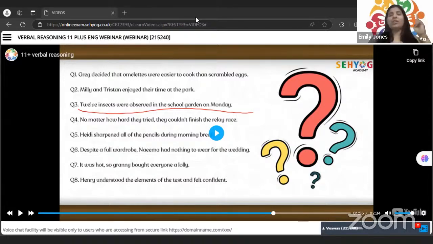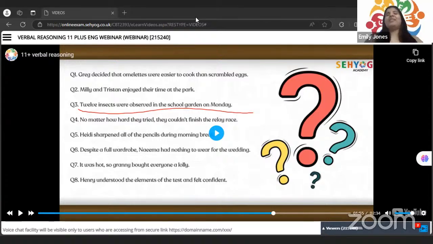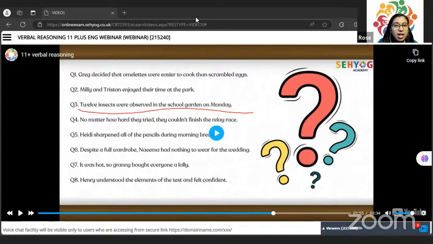Kids have understood. One more, Miss Rose. They say heel and soft. I think it's for the next question. Yes, it's for the next question, Miss Emily. They're faster. They're not listening to us, they are actually focusing on the question. So: Henry understood the elements of test and felt confident. And the kids say it's heel.